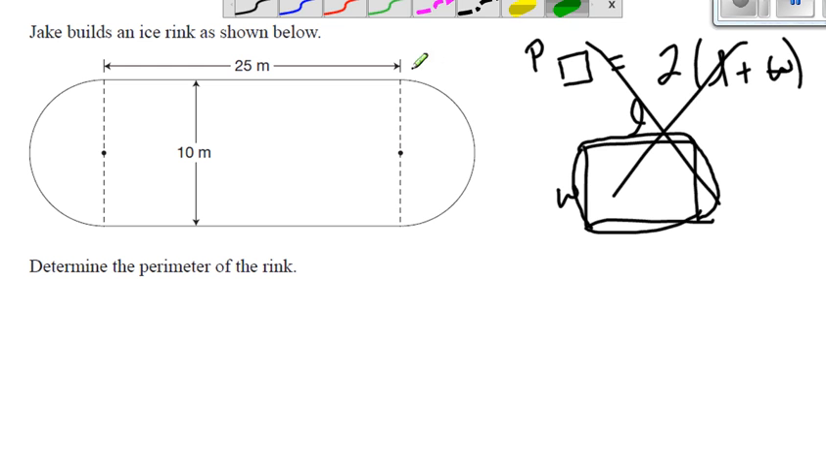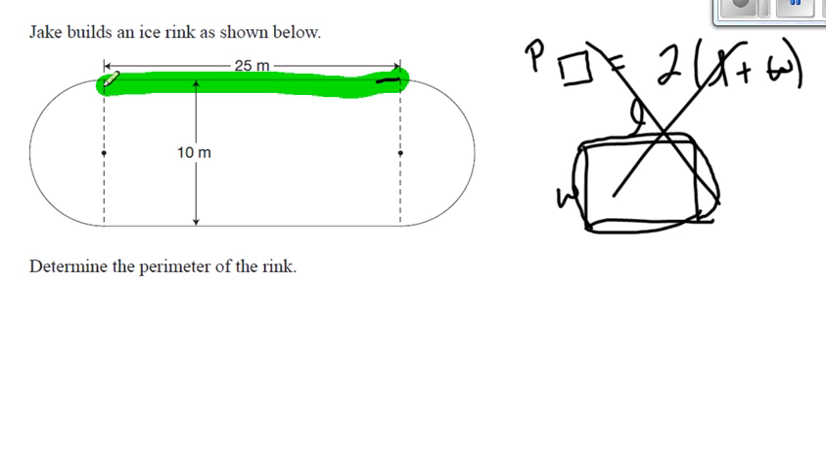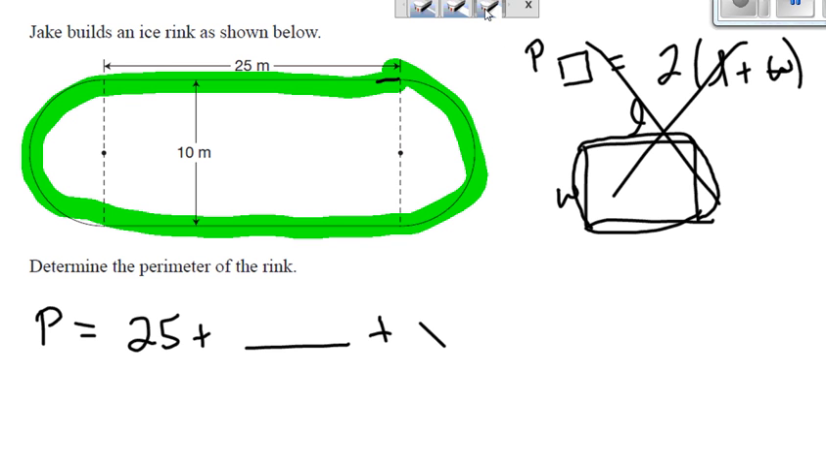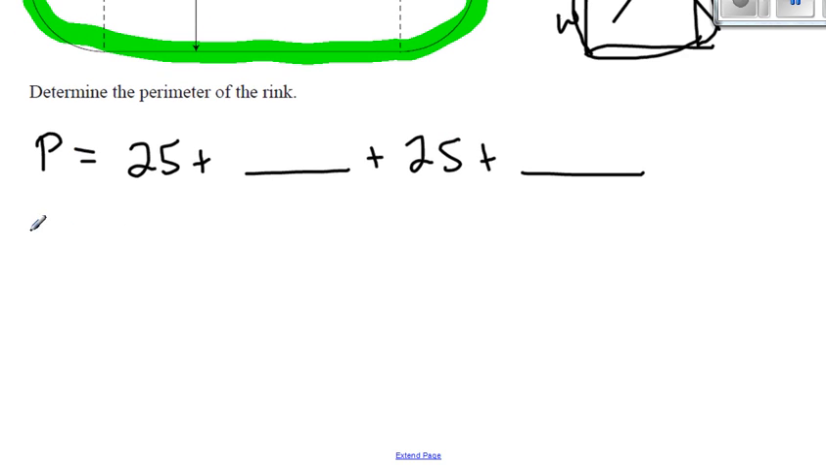When I find the perimeter of this object, I want to go like this. Pick a point to start and walk 25 something, 25 something. At no time do I walk over this 10-meter distance here and here. So again, the perimeter is 25 plus something plus 25 plus something. So what are those somethings? Well, those somethings are represented by the half circles.